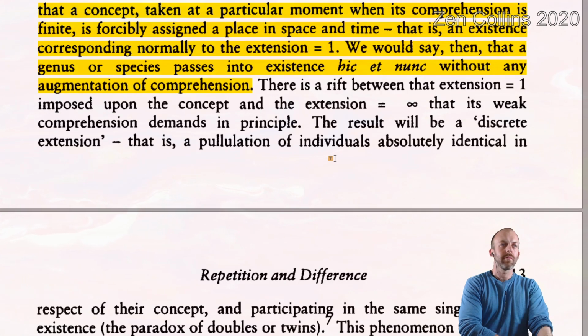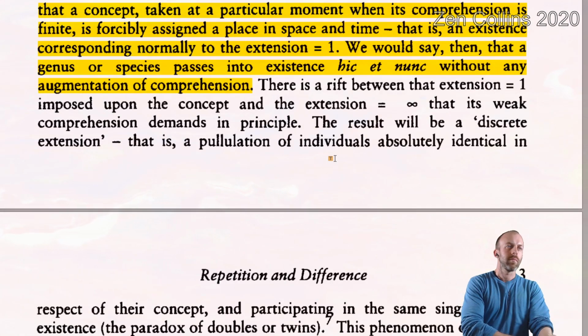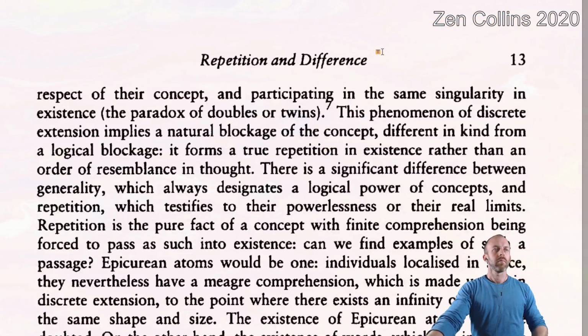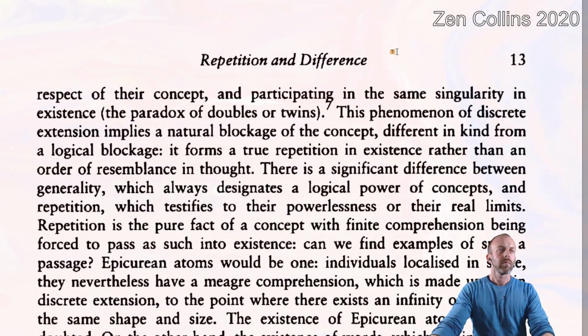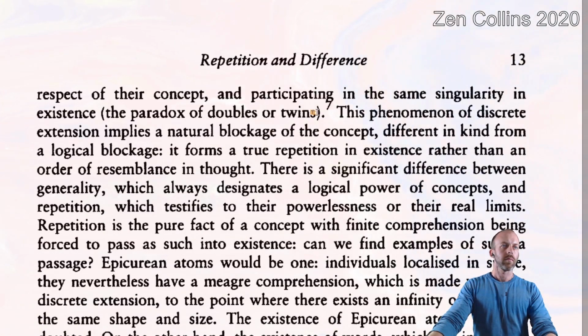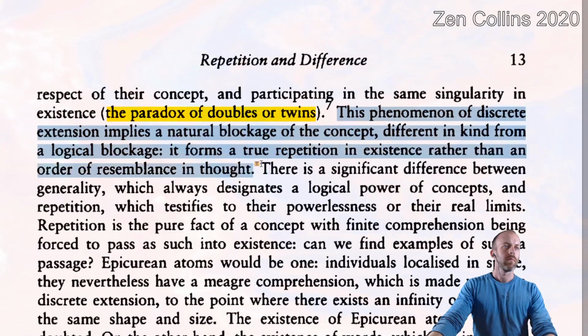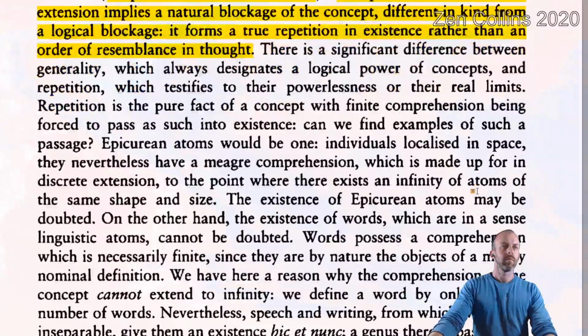The result will be a discrete extension, that is, a pullulation of individuals absolutely identical in respect of the concept, and participating in the same singularity in existence, the paradox of doubles or twins. This phenomenon of discrete extension implies a natural blockage of the concept. Different in kind from a logical blockage, it forms a true repetition in existence rather than an order of resemblance in thought.